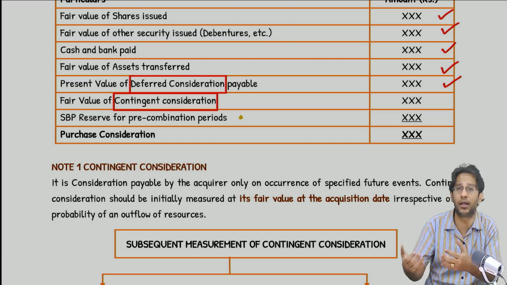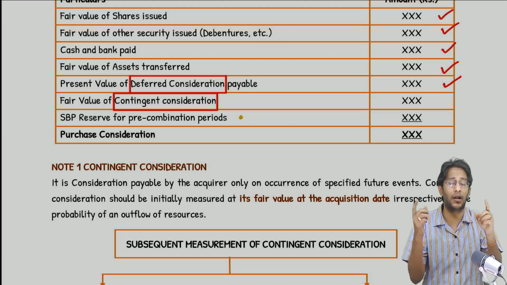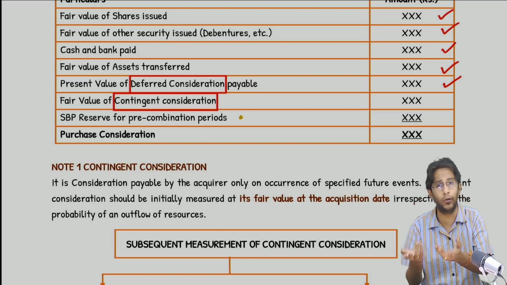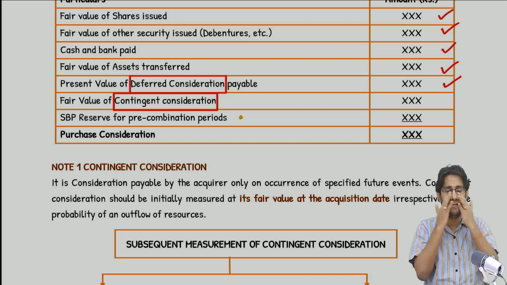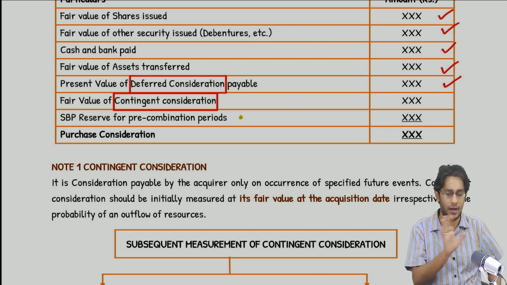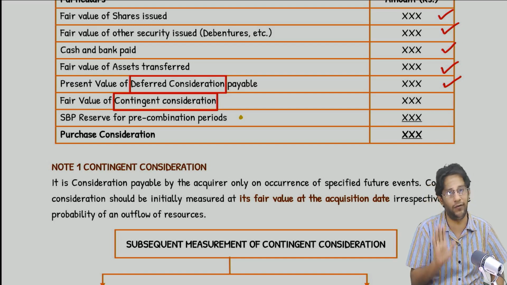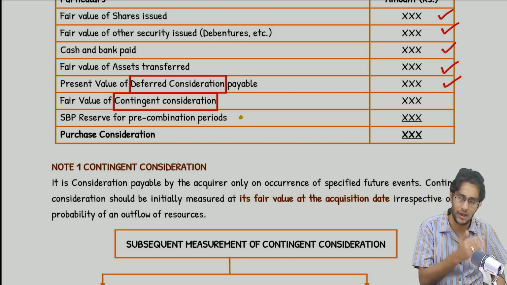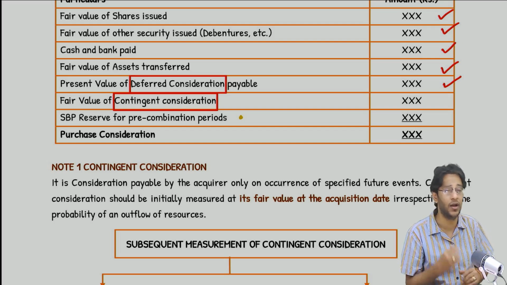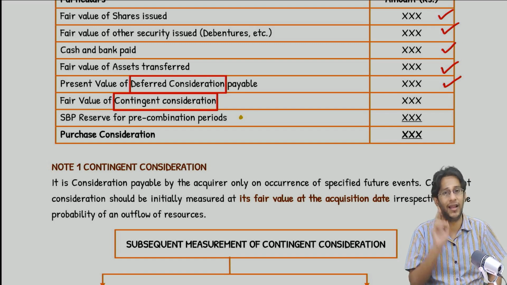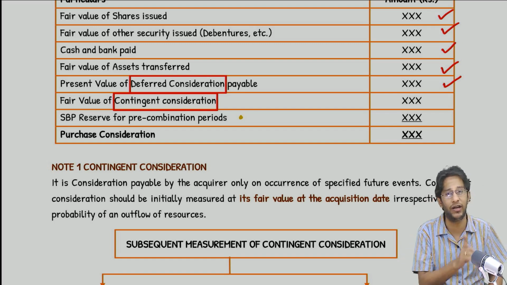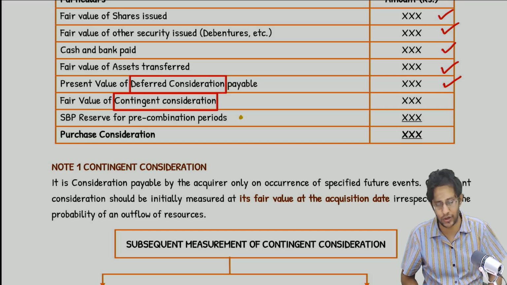So let's wait for some time. In future, if that particular target condition gets satisfied, I'll pay you, otherwise I will not pay you. This kind of thing is called contingent consideration. Deferred consideration is a definite liability. It is not paid now, it's going to be paid in future. So deferred consideration and contingent consideration, how are they different? Deferred consideration is certain, contingent consideration is uncertain. Any which way, both should be included as part of your PC calculation.